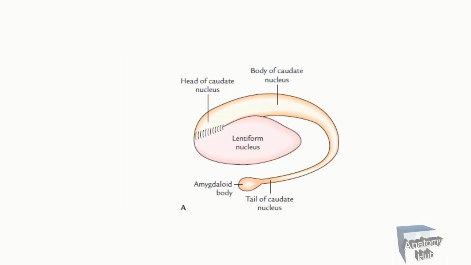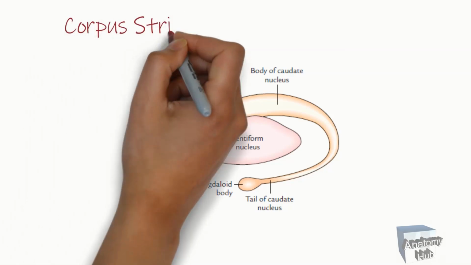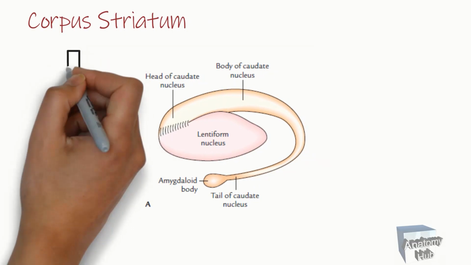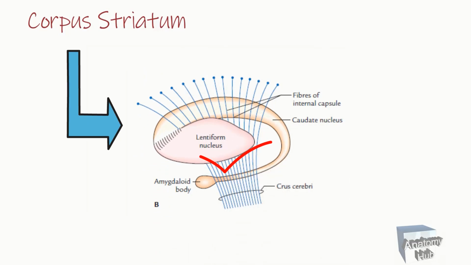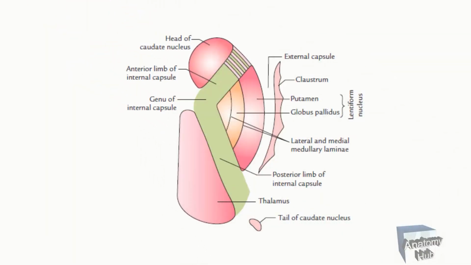Corpus striatum. The corpus striatum is situated lateral to the thalamus. Topographically, it is almost completely divided into the caudate nucleus and the lentiform nucleus by a band of nerve fibers, the internal capsule. However, anteroinferior ends of these nuclei remain connected by a few bands of gray matter across the anterior limb of internal capsule. These bands give it a striated appearance, hence the name corpus striatum.